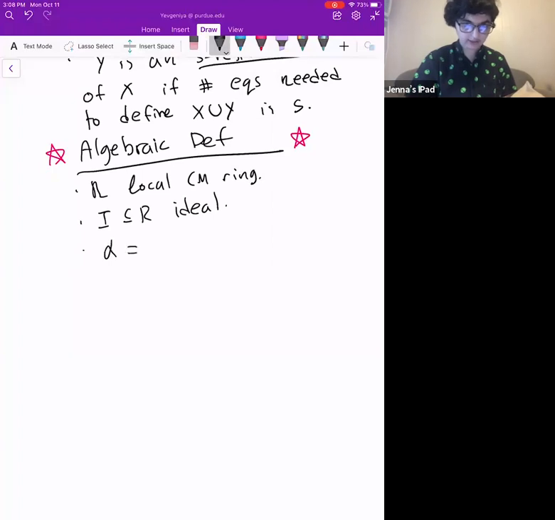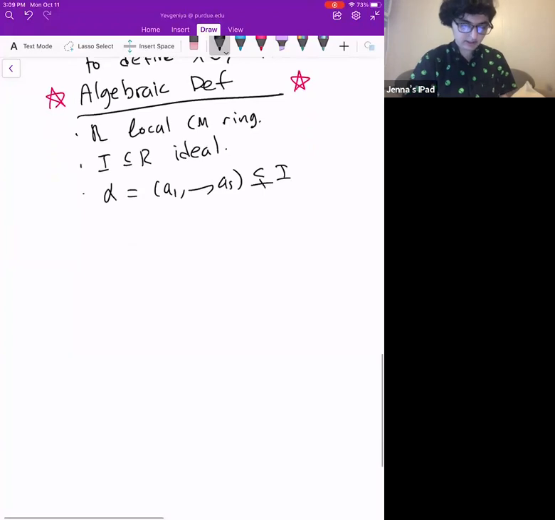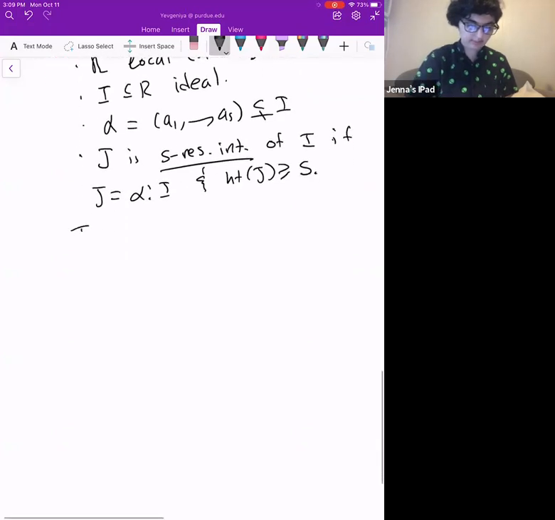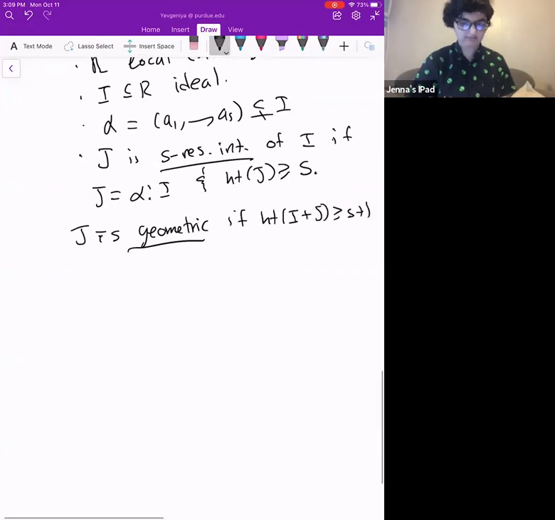And we have alpha equal an ideal generated by S elements, which is properly contained in I. Then we can say that J is an S residual intersection of I if J is equal to alpha colon I and the height of J is greater than or equal to S. And we say that J is geometric if the height of I plus J is greater than or equal to S plus 1.